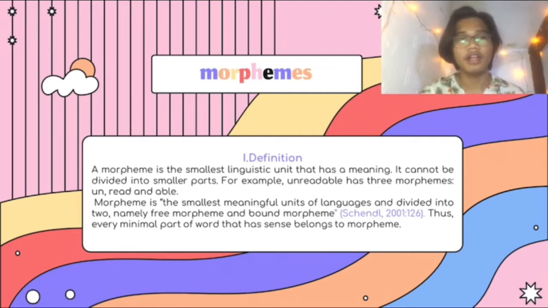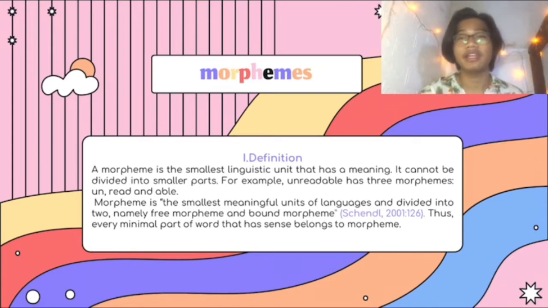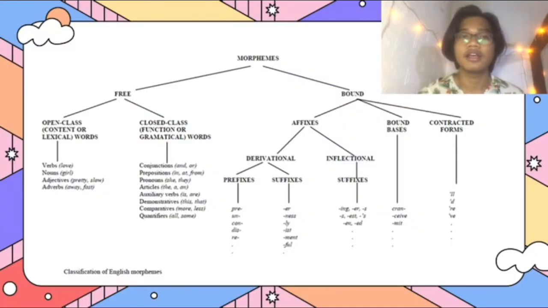According to Sandel, morpheme is the smallest meaningful unit of language and divided into 2, namely free morphemes and bound morphemes. Thus, every meaningful part of a word that has sense belongs to morpheme. Okay, the next slide is a tree diagram of morpheme. For more specifics, what is free morpheme and what is bound morpheme, we can discuss in the next slide.